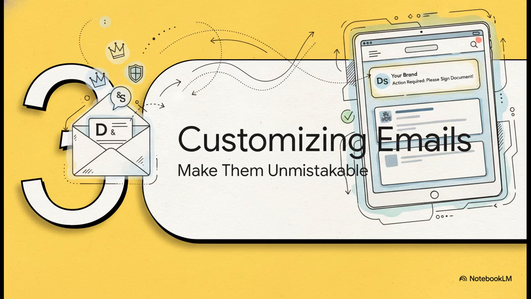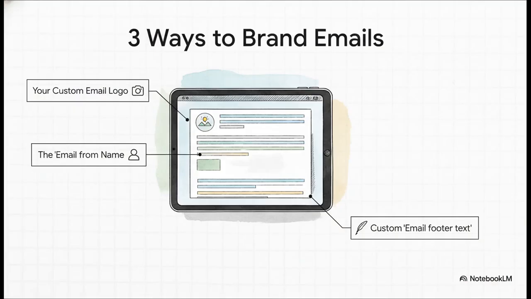Okay, so the signing page is looking sharp. But what about the emails that get your clients to that page? We've got to make sure those are just as polished and on brand, so your client knows it's from you the second it lands in their inbox. So, inside these Pro settings, you've basically got 3 main levers you can pull to brand your emails. We already talked about adding your email logo for that instant visual pop. But you can also change the email from name and add some custom email footer text. Let's break down what those last 2 mean.